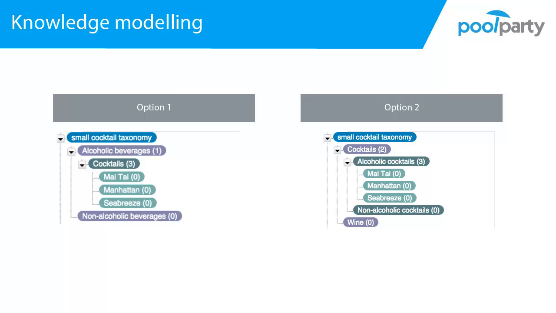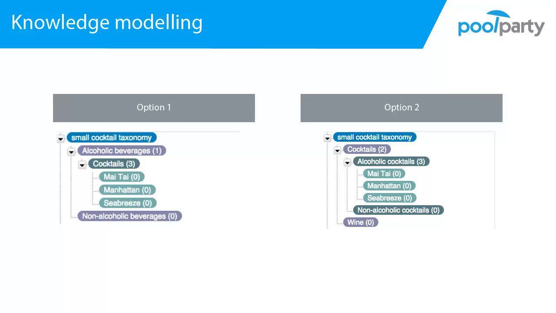It is about the same domain, but completely different in its knowledge modeling approach. The project is called the same, Small Cocktail Taxonomy, but the concept schemes have been differently chosen. In option 1, we decided to differentiate alcoholic beverages and non-alcoholic beverages at the concept scheme level. In option 2, the taxonomy obviously suits a different purpose. At the concept scheme level, we differentiate cocktails and wine.